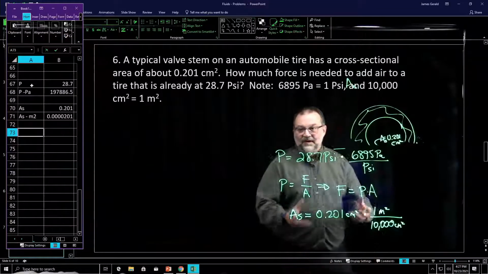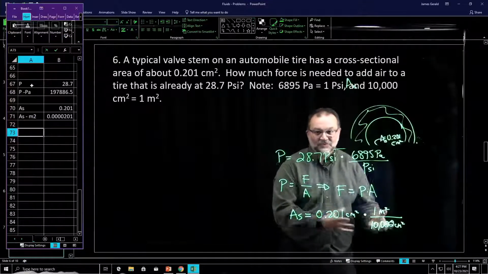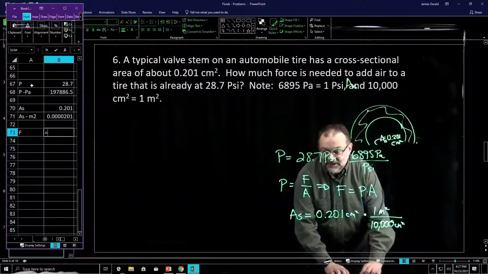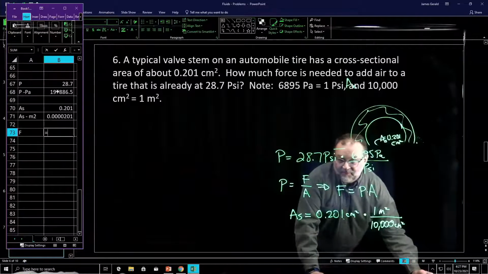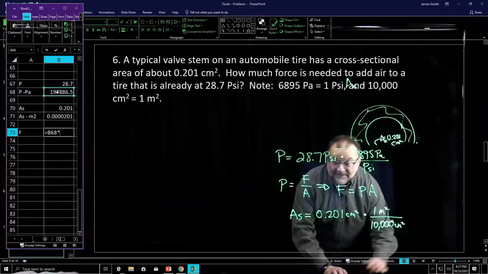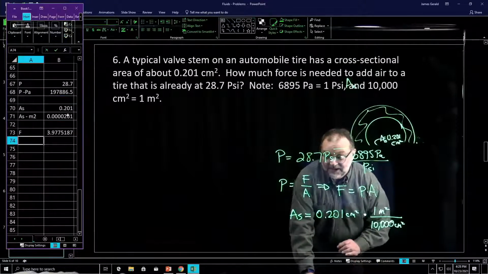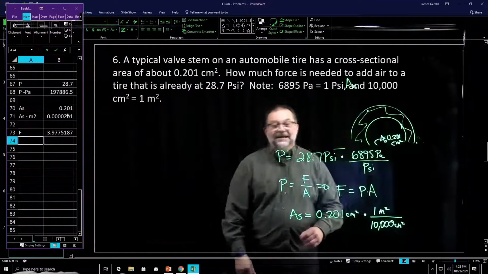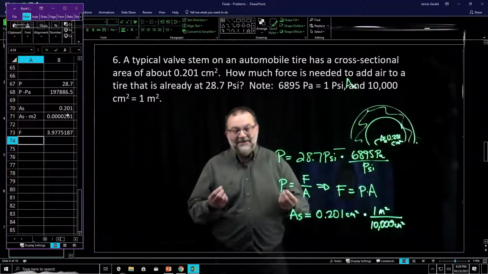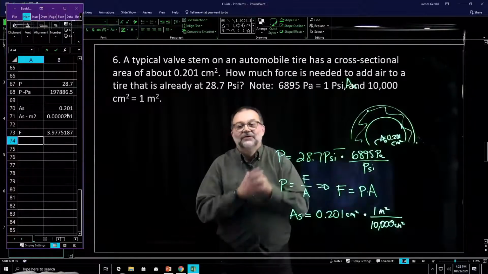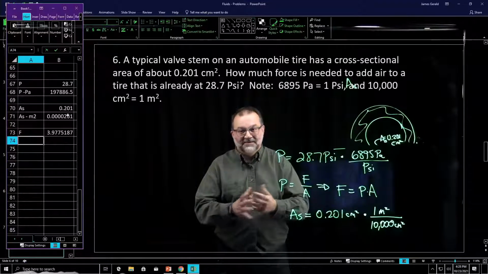So now we have the pressure in pascals. We have the area in square meters. We need to calculate the force, which is simply the pressure in pascals times the area in square meters, and we end up with 3.98 newtons. That is how much force you're going to need in order to get more air into the tire. And that's it for problem 6.